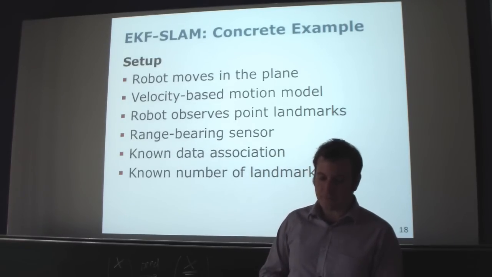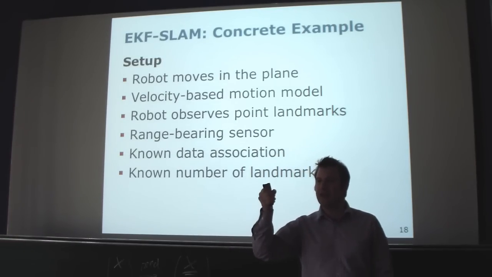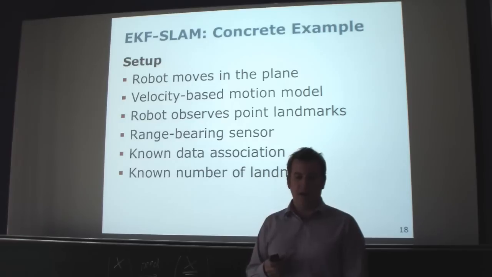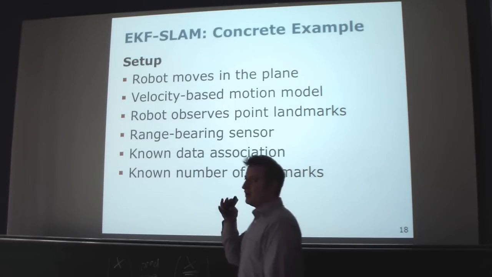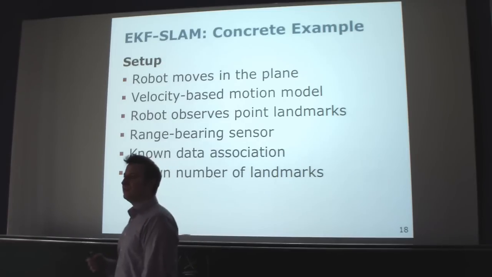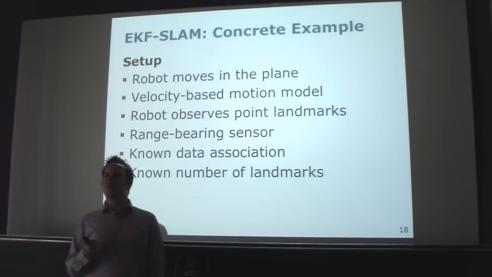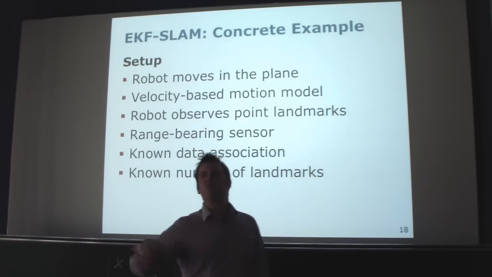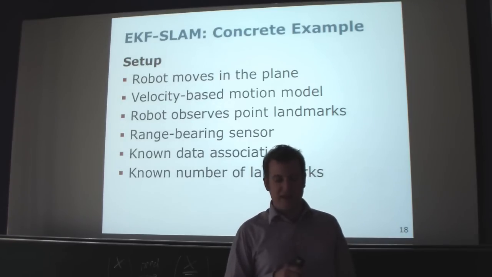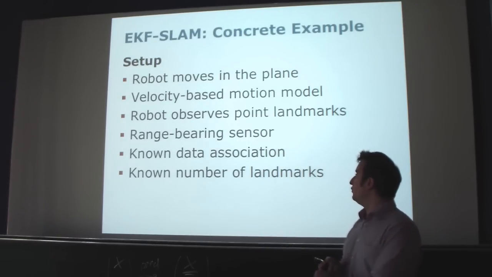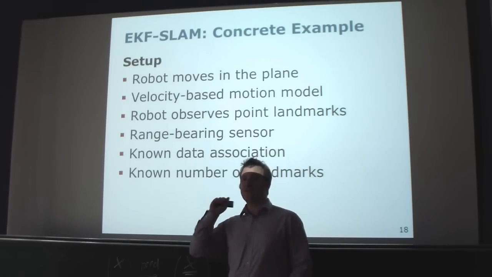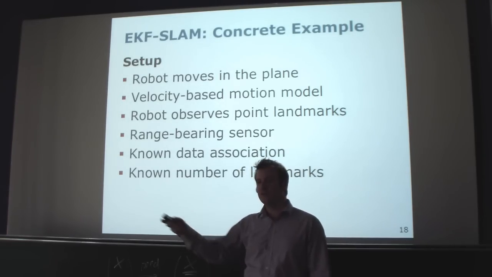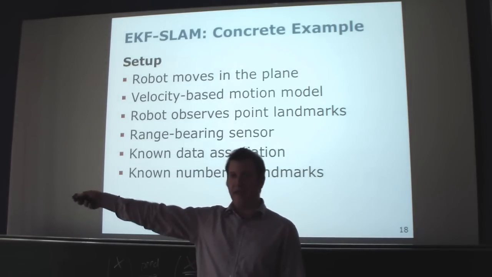So we assume the robot moves on the plane, so x, y, theta. We assume we have a velocity-based motion model, so we have no wheel encoders. We just command a translational velocity and a rotational velocity to the robot's hardware. The robot tries to execute that as well as it can. We assume that the robot observes point landmarks. We have a range-bearing sensor, so a sensor which tells me the distance to a landmark as well as the angle where I find it.